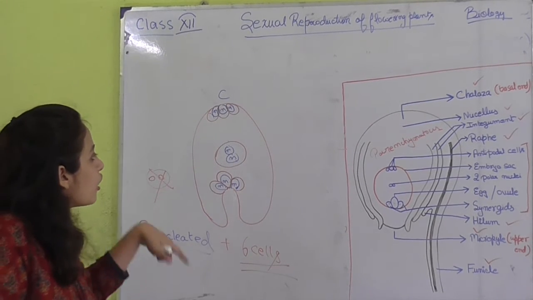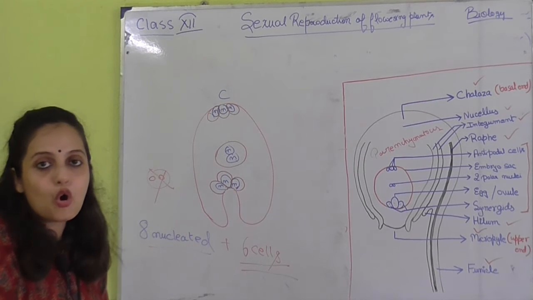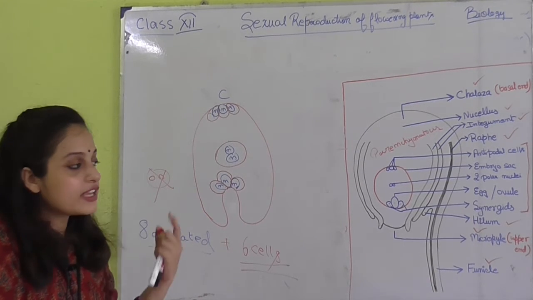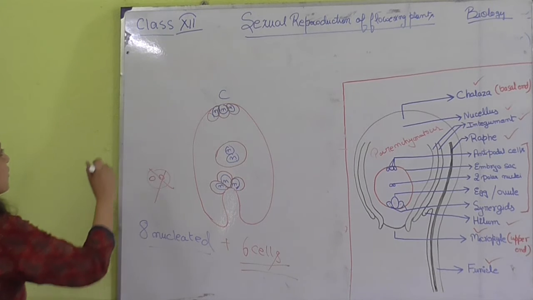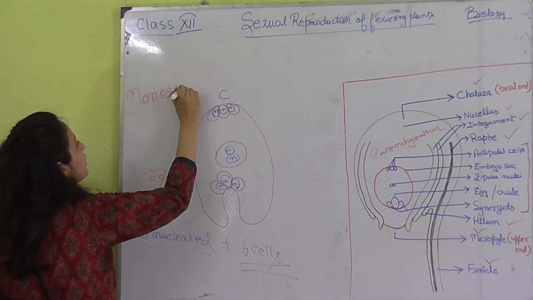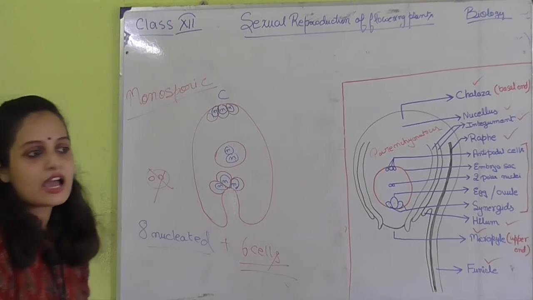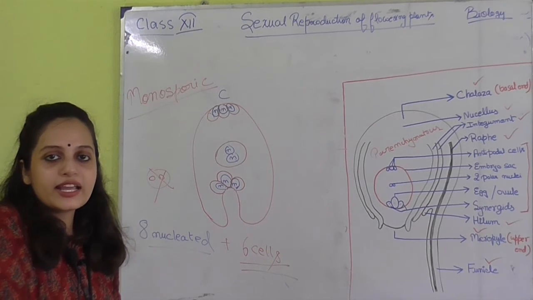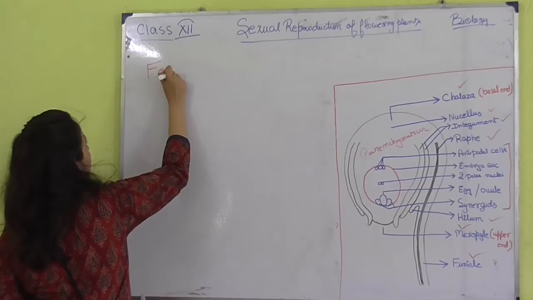By the way, all of these things happen from a single spore. So we will call this embryo sac development monosporic. Monosporic means the development of the total embryo sac from one spore. So this is an example of monosporic development. Next we are going to study fertilization.